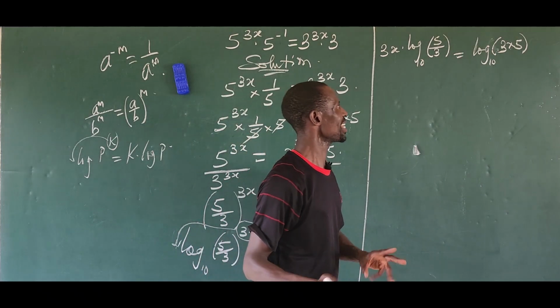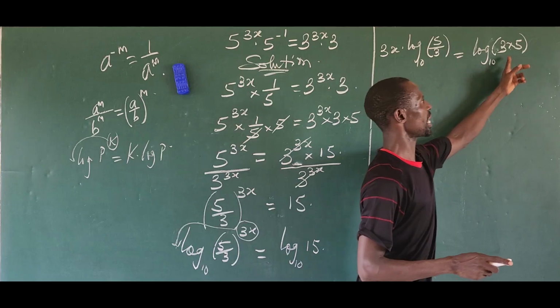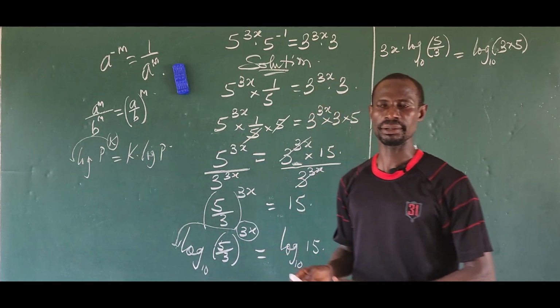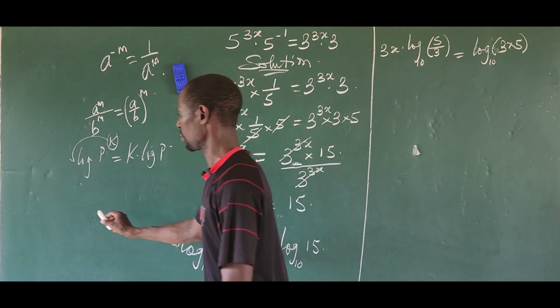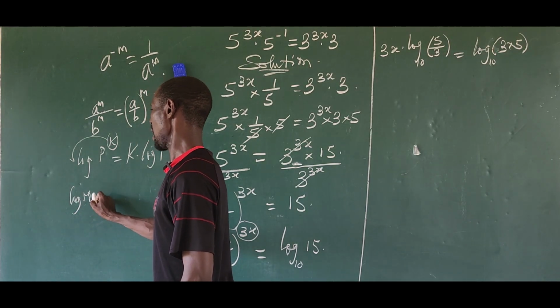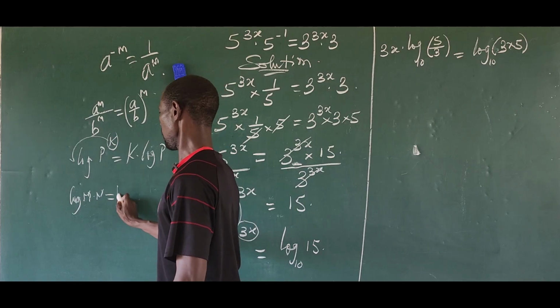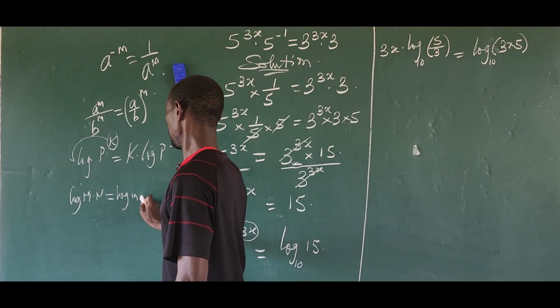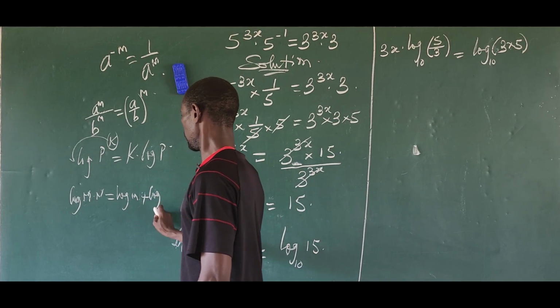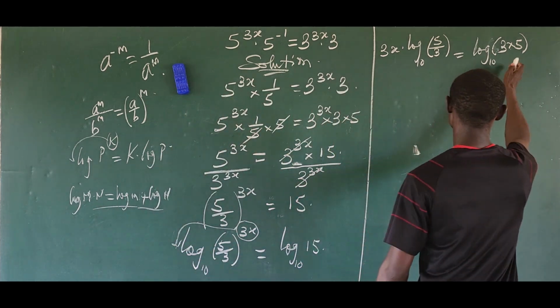So what do we do next here? Now we have a multiplication sign here. There is another law in logarithm which says that if you have log m times n, then this is the same thing as log m plus log n. Remember this law? Yes, so we can apply that here.